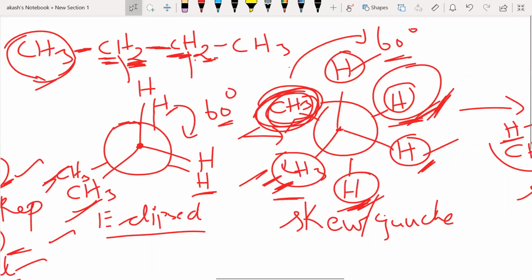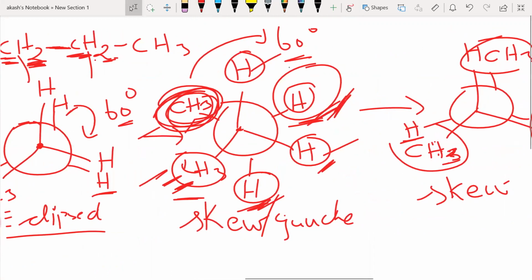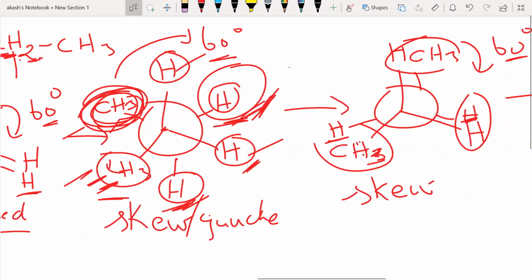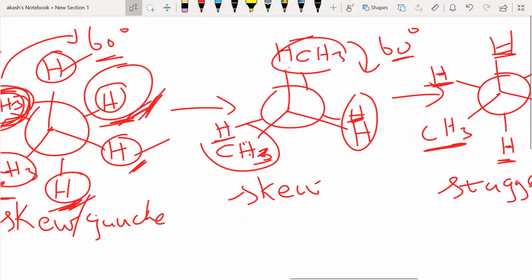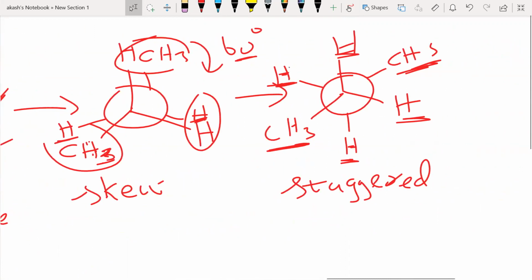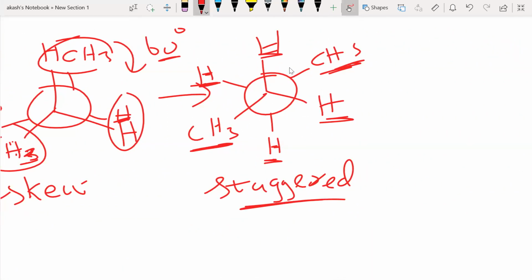So you just have to understand that in between eclipsed and staggered, I also have some named conformations called skew or gauche conformations. That's what I need you to know. Is it okay? Everybody understood how this is staggered, and how the other ones are not staggered? Yes, sir, understood.